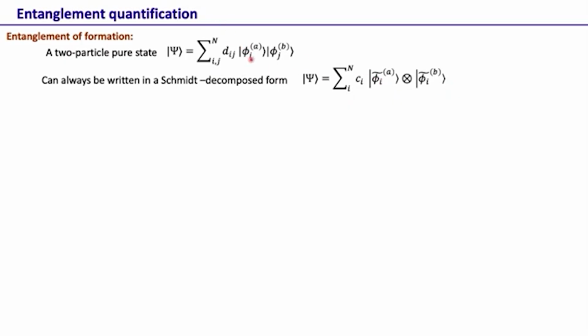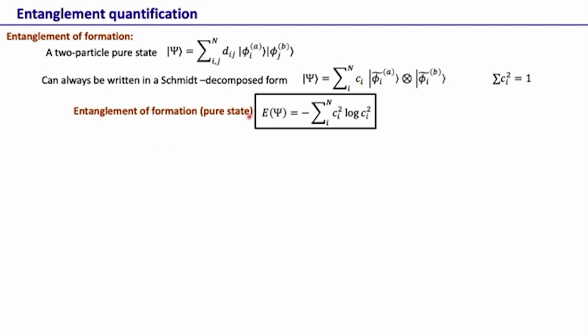Here it is phi_i^A corresponding to the first particle, phi_j^B corresponding to the second particle. We'll have to find another basis, phi_i tilde A and phi_i tilde B, in which the state will have this Schmidt decomposed form. Of course, the sum of C_i squared needs to be equal to 1. Once we have this decomposition, the entanglement of formation of a pure two particle state is defined like this. E of psi is minus the sum over C_i squared log C_i squared. So that's the entanglement of formation.